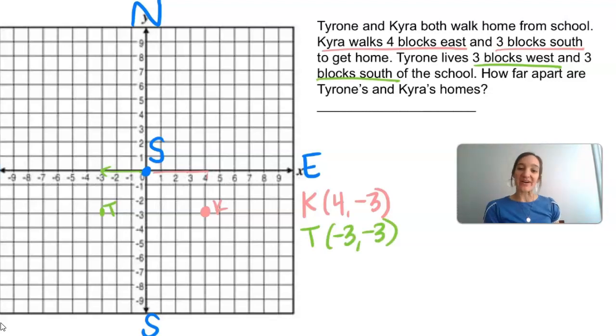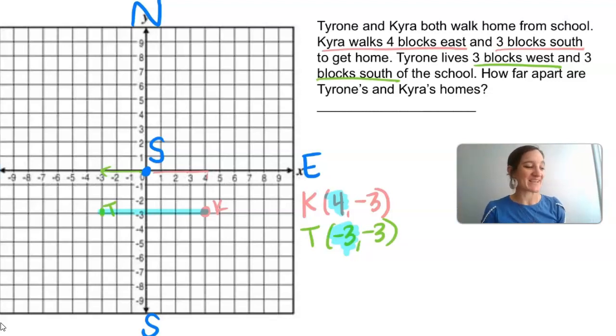So how far apart are they? They're on the same road, it looks like, right? It looks like they're both on that -3 y-axis road, right? Their y coordinate is the same. But what distance is that? Well, let's look at the x then. The x coordinate has Kyra at +4 and Tyrone at -3. What is the distance between +4 and -3?